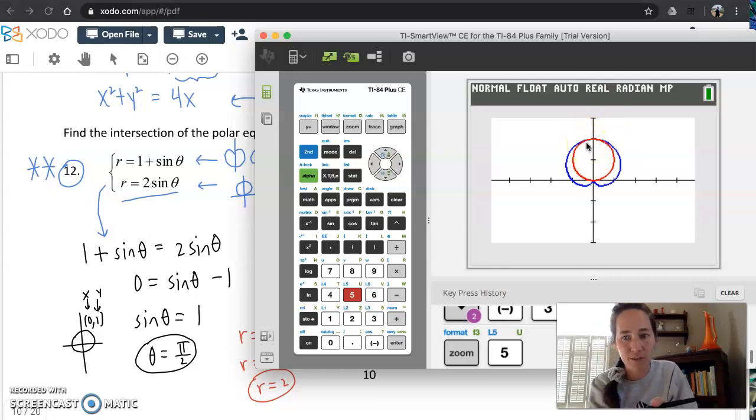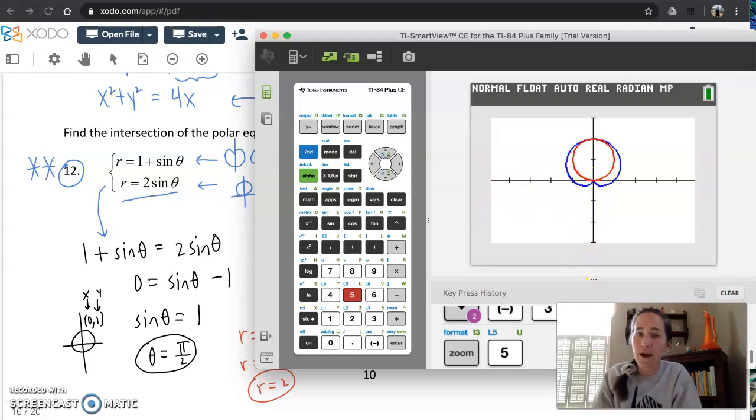Is it the only intersection point? By algebra, it's the only intersection point. I didn't find any other answers to those equations we were solving, and I trusted our methods. But what about the origin? It looks like those two graphs meet at the origin. If I zoom in, both of them hit 0, 0. So here's the big debate. Is 0, 0 a second answer to this system of equations?